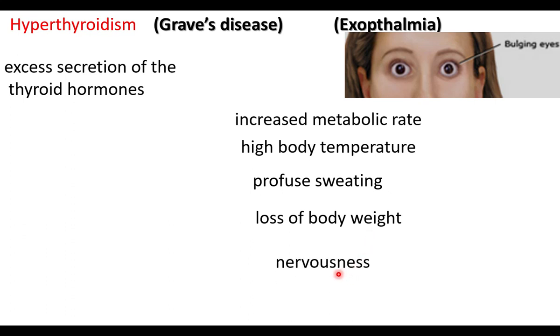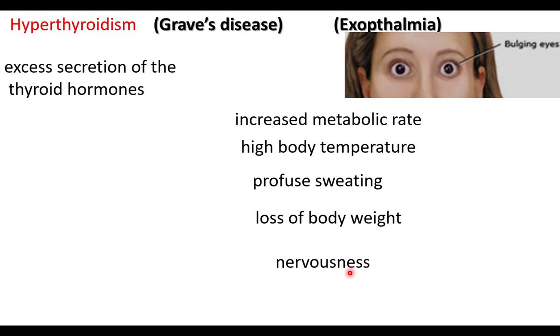They develop nervousness because of lack of energy. Body weight decreases because excessive secretion of hormone increases the metabolic rate, so the body will use more energy, so they will develop nervousness. In this part, we have discussed the location of the thyroid gland, structure of the thyroid gland, functions of hormones of the thyroid gland.